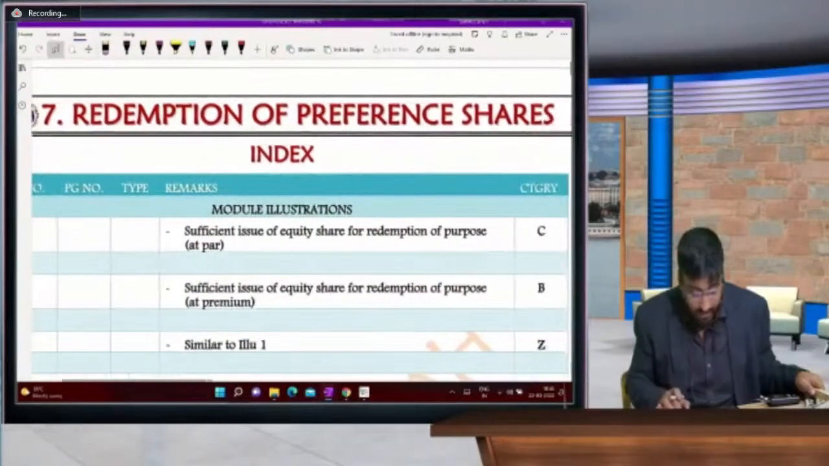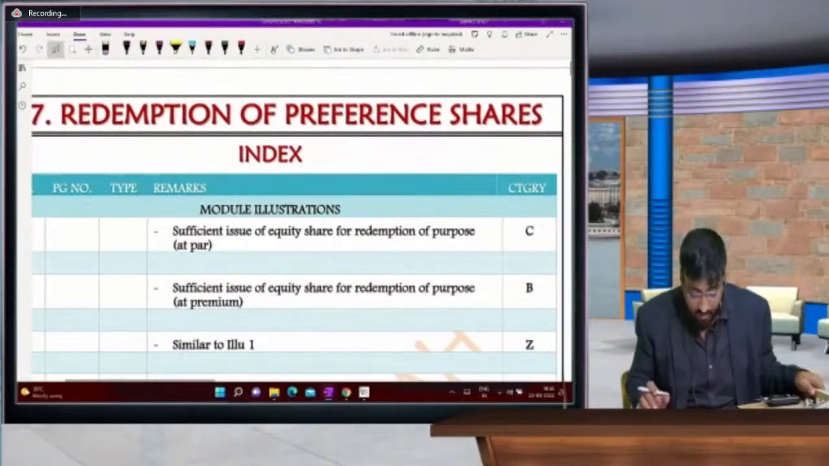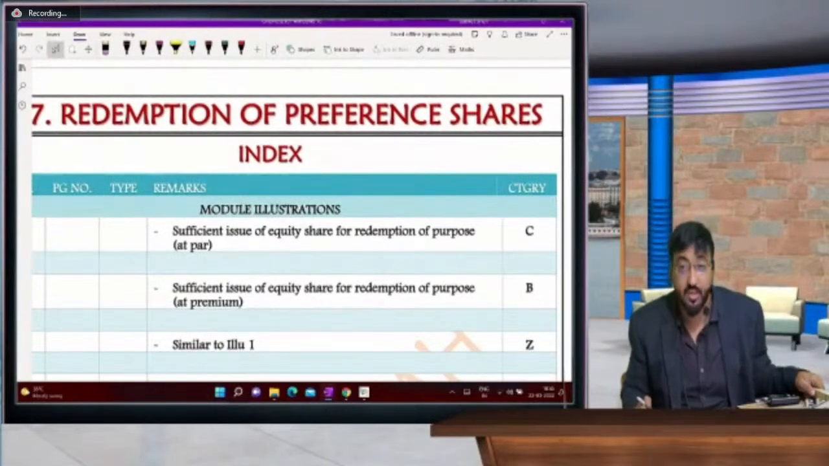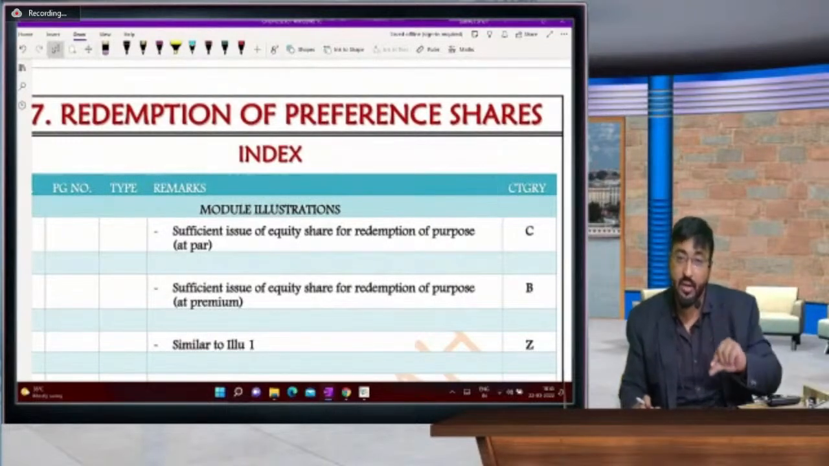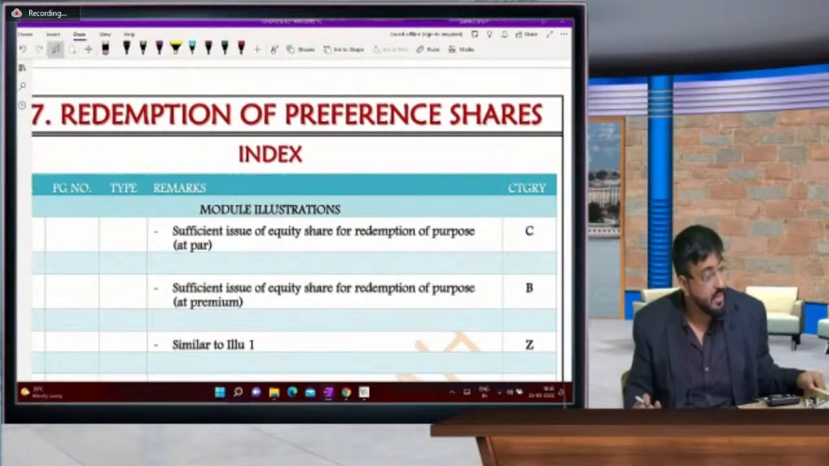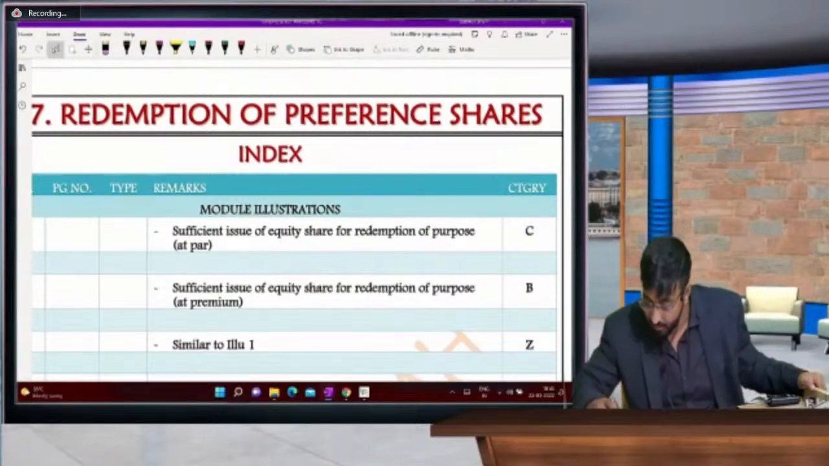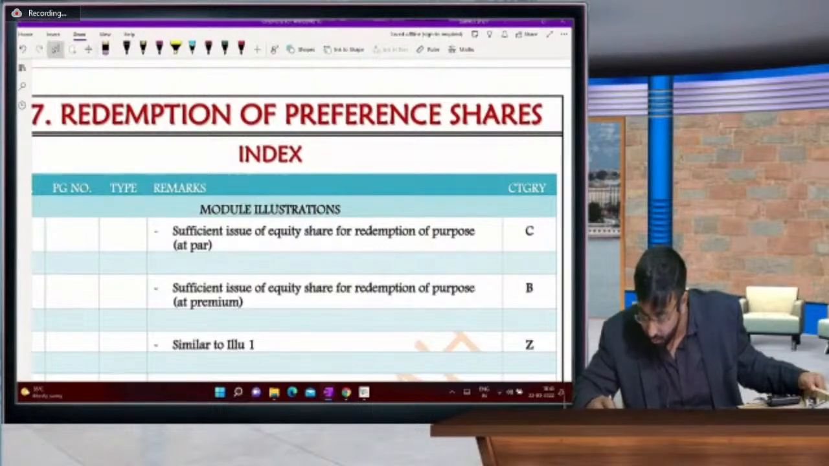Yes, C category question. Sufficient issue of equity shares. You can write this in your index. Come to the index, beta. Raghavan ji, I will explain 133. Don't worry, beta, don't worry.